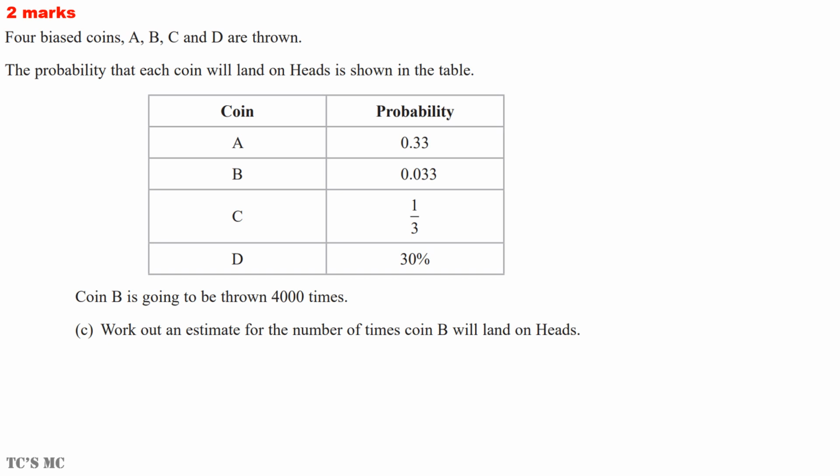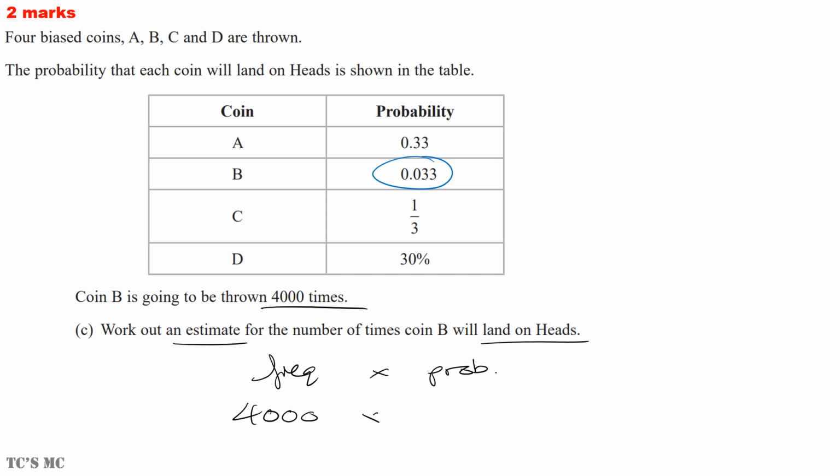Coin B is going to be thrown 4,000 times. Work out an estimate for the number of times coin B will land on heads. So we are focusing on this one over here. For a question like this, it's always frequency multiplied by probability. For us, it's 4,000 multiplied by 0.033. Now we have 1 mark. Type that into your calculator and you get 132, and that there is the second mark.